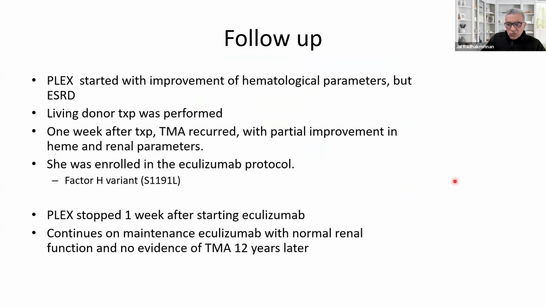So one word in follow-up of this patient: she was started on PLEX, but despite improvement of the hematological parameters, she went on to need dialysis, at which point PLEX was stopped. A living donor transplant was performed from her husband, and unfortunately, 1 week after transplant, there was a recurrence of TMA with partial improvement again in the heme and renal parameters with PLEX, but by no means in remission. Luckily, we had the eculizumab protocol available, and she enrolled in that. In fact, she had a factor H variant. On eculizumab, PLEX was able to be stopped with complete normalization of heme parameters and kidney function. And 12 years later, to this date, she's in remission with no recurrence of TMA on eculizumab.